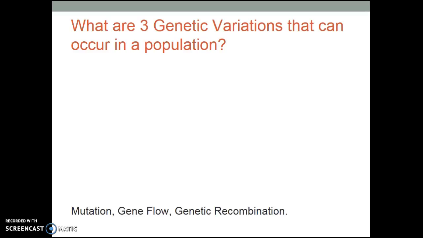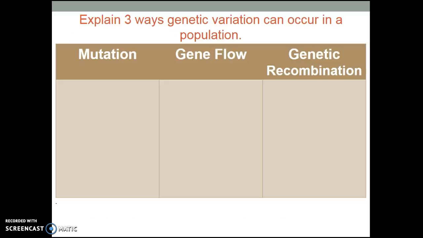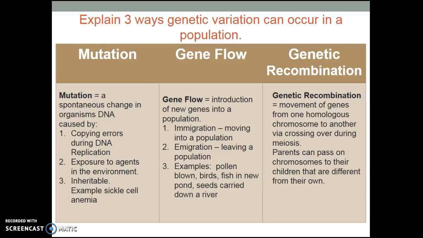What are those three variations that can occur in a population? That'd be mutation, gene flow, and genetic recombination. How would you describe those? Mutation is a spontaneous change in the organism's DNA. Gene flow is new genes coming in or going out of the population. And then genetic recombination is those genes being able to cross over during meiosis from one chromosome to another.